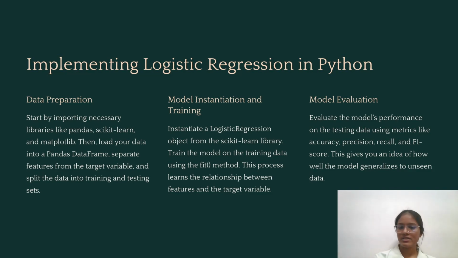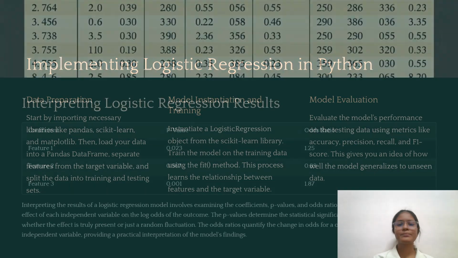Third is model evaluation. Evaluate the model's performance on the testing data using metrics like accuracy, precision, recall, and the F1 score. This gives you an idea of how well the model generalizes to unseen data.